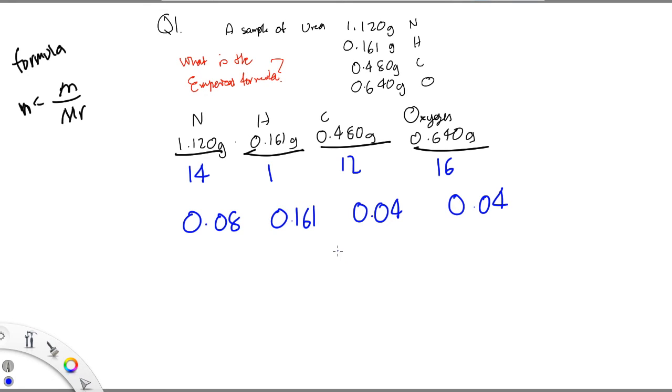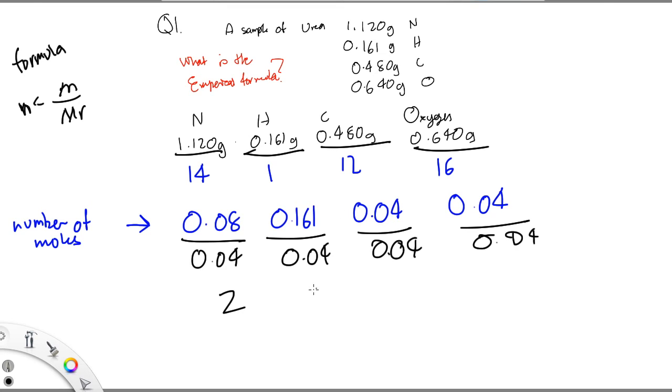Now we have the number of moles up to this point. Now we need to find a ratio. So we divide by the smallest number. The smallest number over here is 0.04. That will be 4. Even if it's 4.02, you could just write it as a 4. That would be a 1. That would be a 1.